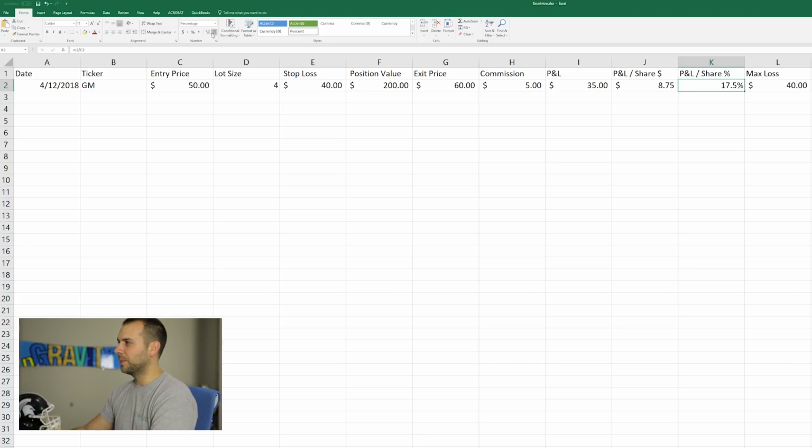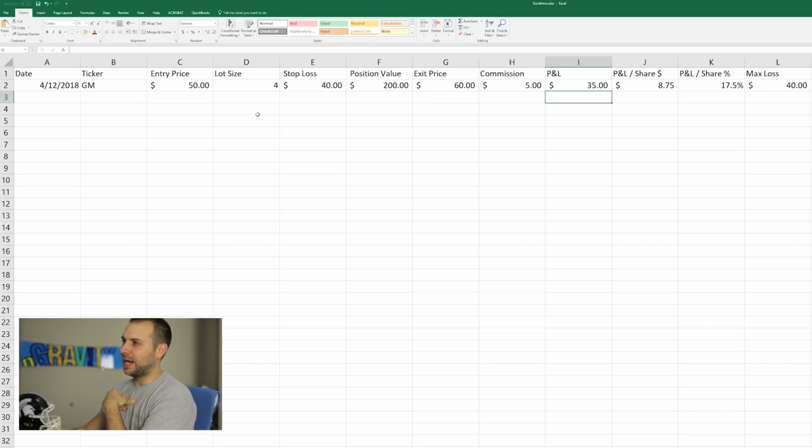That's probably adequate. So I made 17.5% on that trade. So you can do the same thing with full dollars too. So this one says 35 even, so I can just bump this guy over and just be $35, but we're gonna leave the change in there for now. So that's kind of the gist of how to set up a basic spreadsheet.